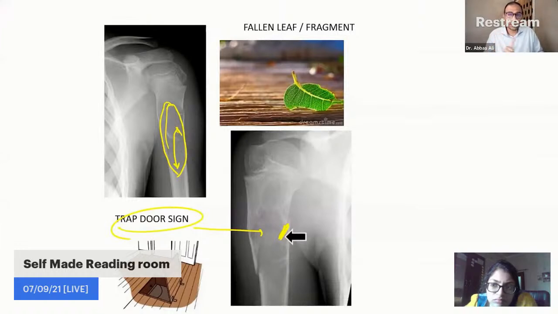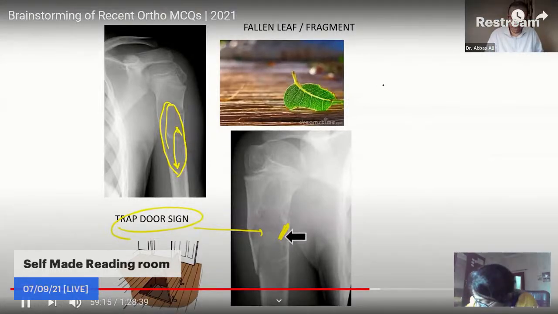You're making a mistake. I said benign bone tumor. I did not say true benign bone tumor. Most common benign bone tumor is osteochondroma. I told you this. Osteochondroma.